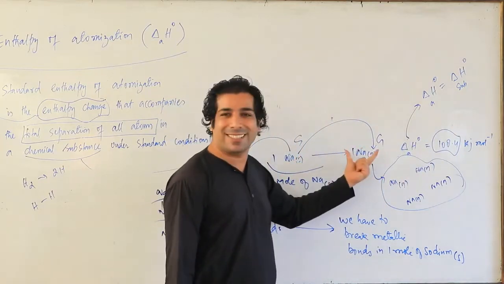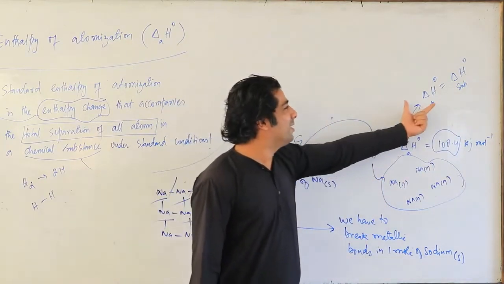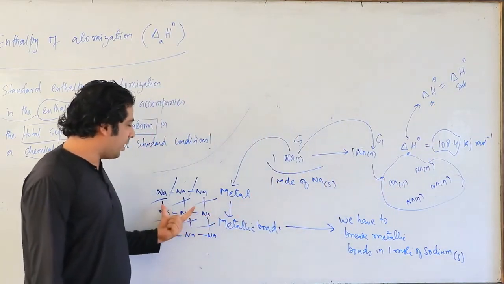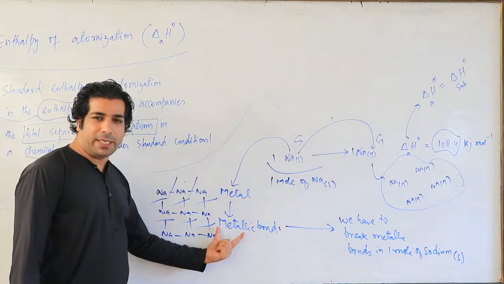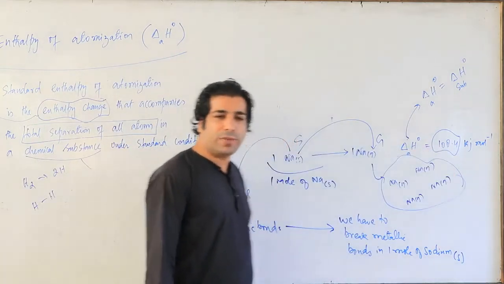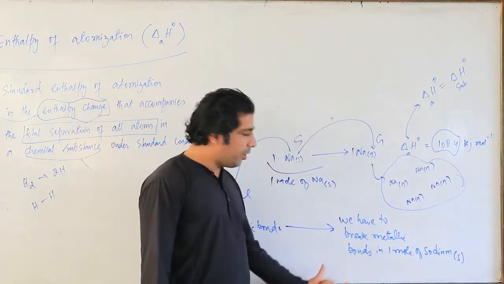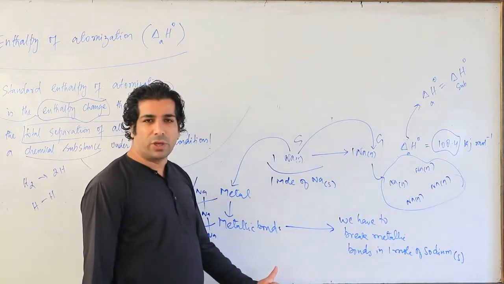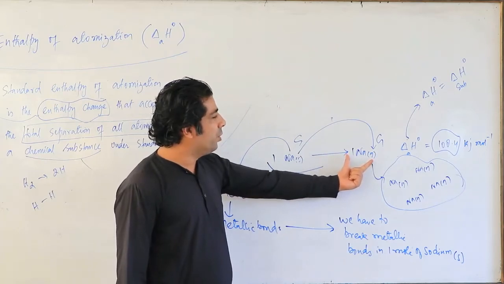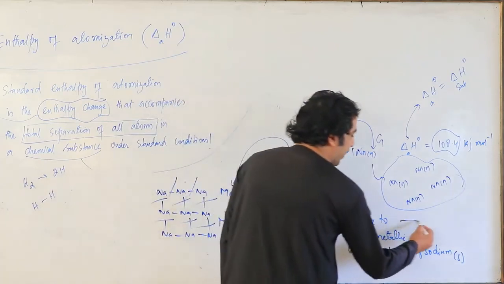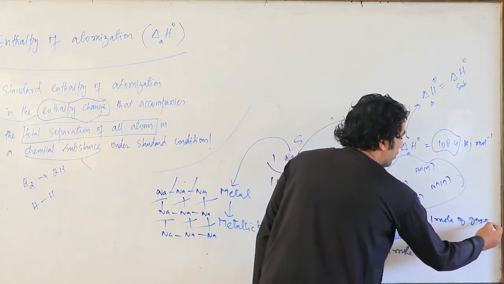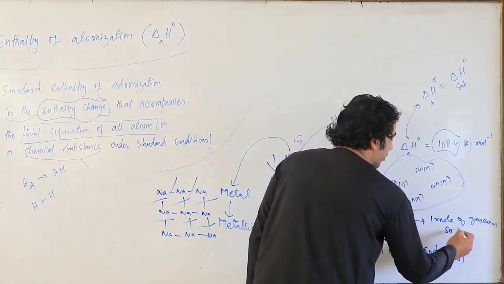solid into gas. And it's also called the standard enthalpy of atomization because here the atoms are having which bond between them? Metallic bond. Then you are supplying 108.4 kilojoules of energy and you are breaking all the bonds in 1 mole of sodium solid. And finally you are getting 1 mole of gaseous sodium atoms.